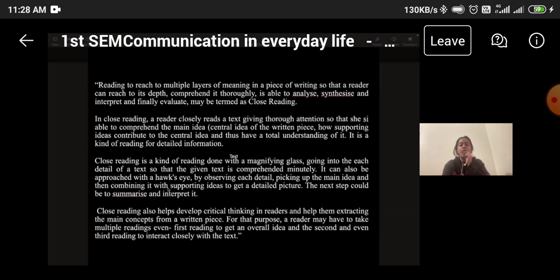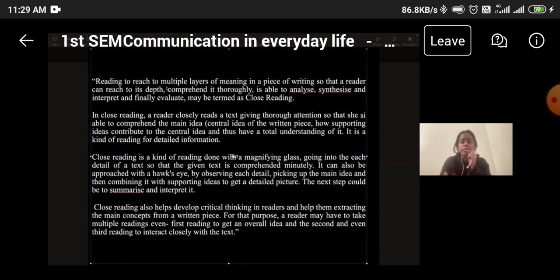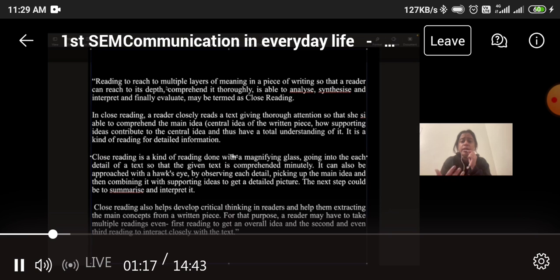Reading has been defined as understanding a piece of writing, because a piece of writing consists of multiple layers, and as a reader, our role is to comprehend it thoroughly, as is visible on your screen. Reading implies that you have to comprehend the written piece thoroughly. How do we comprehend? We comprehend by analyzing, by synthesizing, and interpreting, simultaneously also evaluating.